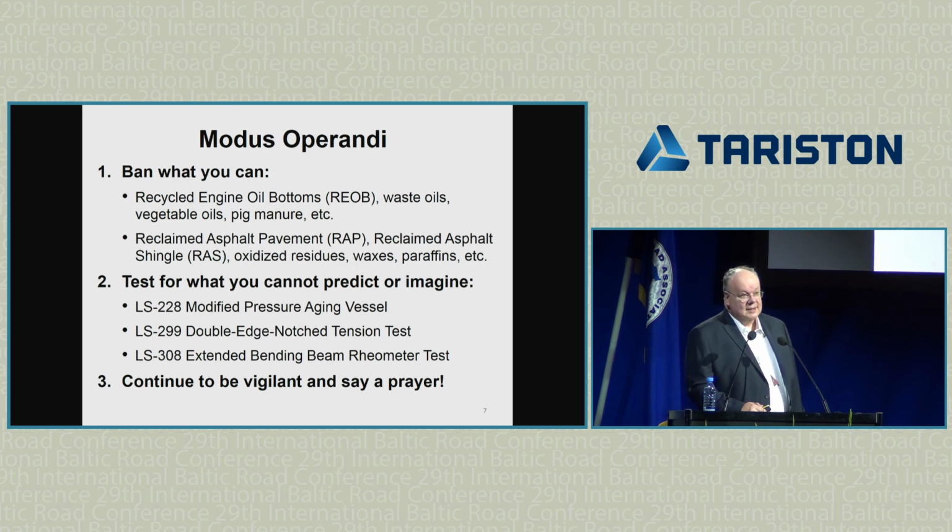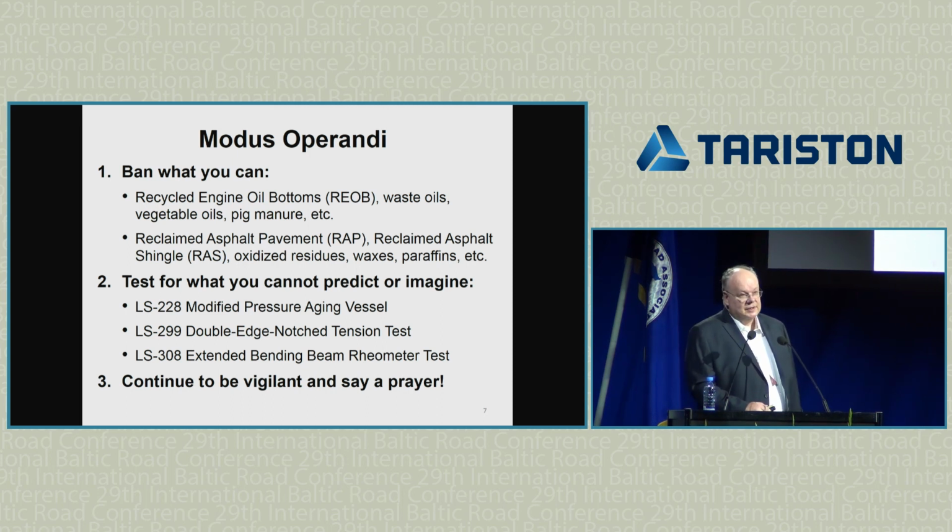Because we don't always know what goes in, we also have developed the test methods, LS228, LS stands for Laboratory Standard, and it's published by the Ministry of Transportation in Ontario. It's a modified pressure aging vessel. Basic ideas were published much before SuperPave.